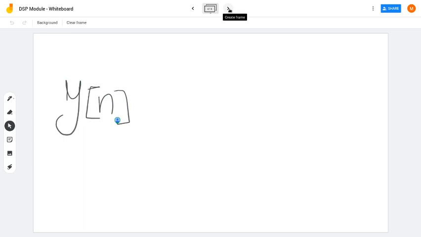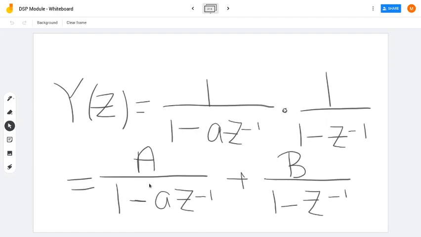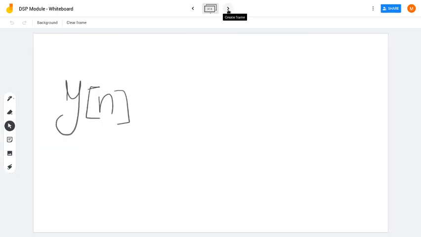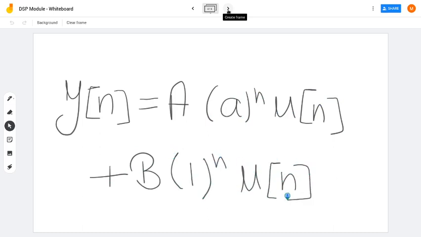if we move back over here, we have a constant a over 1 minus a z to the minus 1. In this case we have a term in the time domain that will take this form: A times a to the power n u of n, and the other term is 1 to the power n u of n, and this would be the output from the system, or the step response in this case.